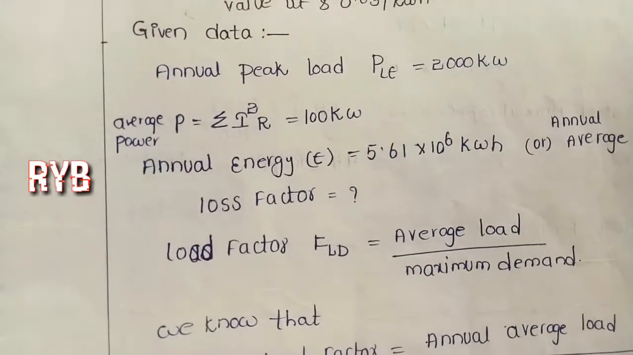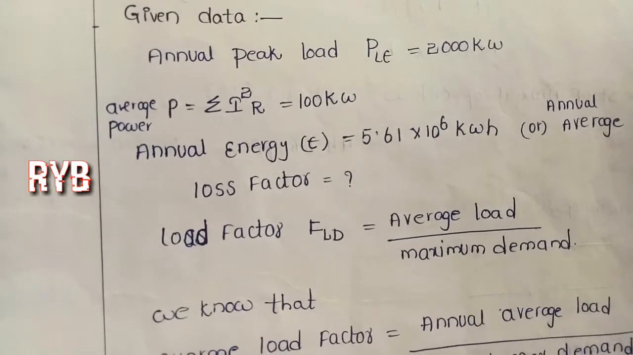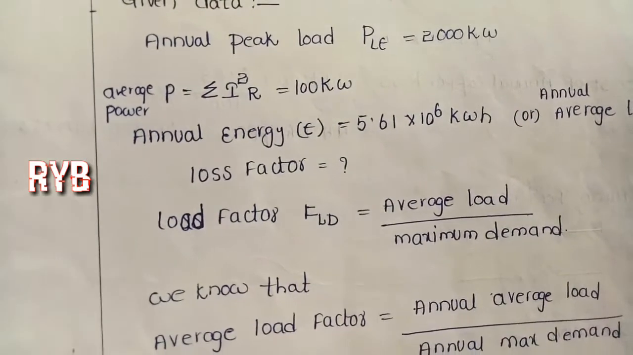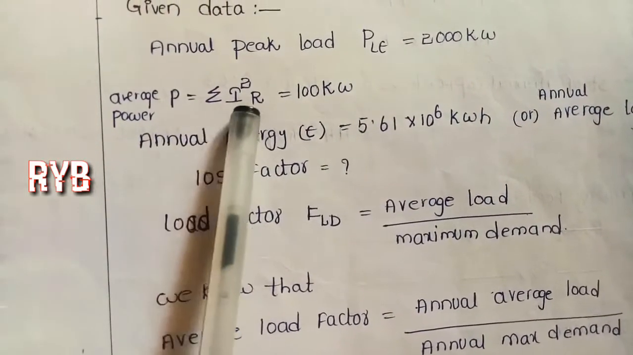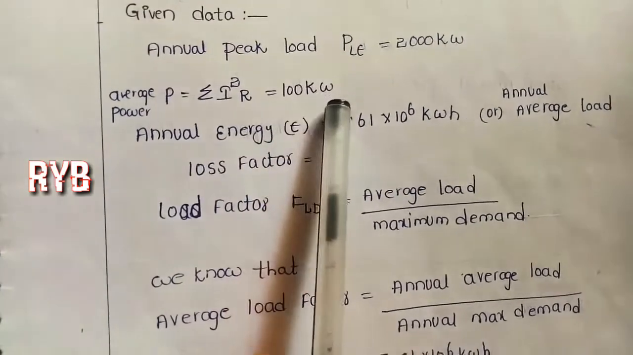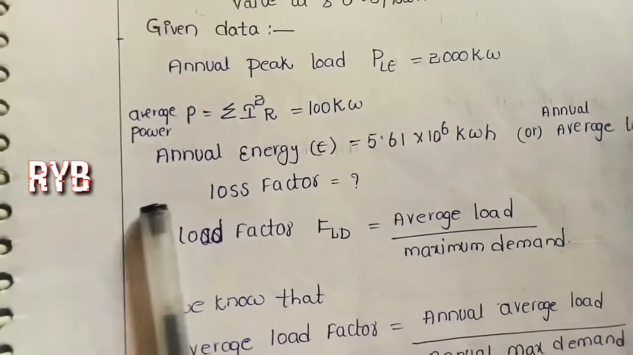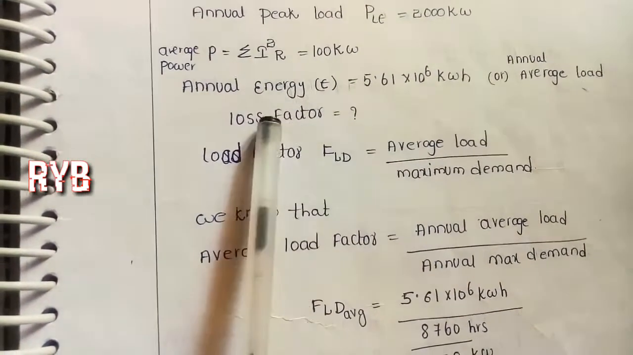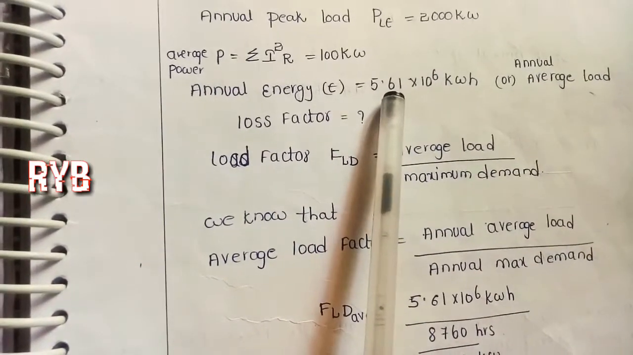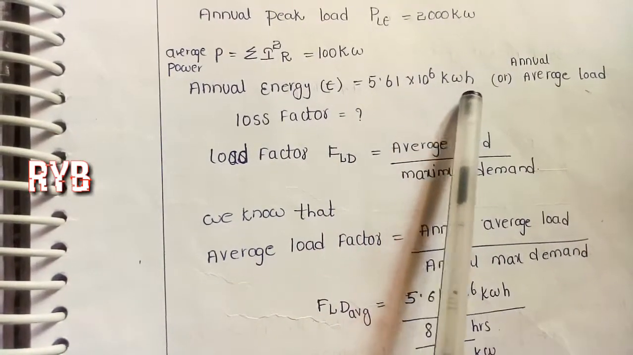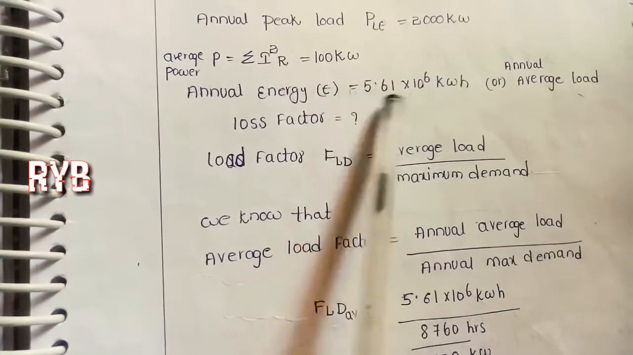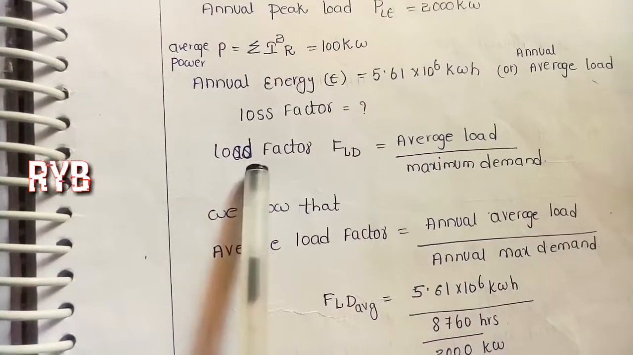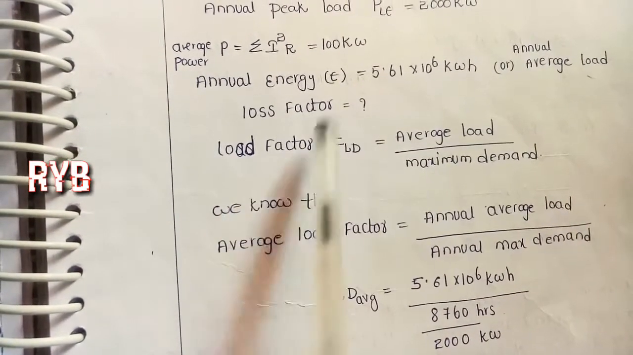From the given data, we assume the annual peak load PL is 2000 kilowatt. Average power losses or I square R losses are given as 100 kilowatt. Annual energy is given as 5.61 into 10 power 6 kWh. The annual average load is also obtainable: if you divide the annual energy by the number of hours in a year, you will get the annual average load. Loss factor and load factor we have to calculate.